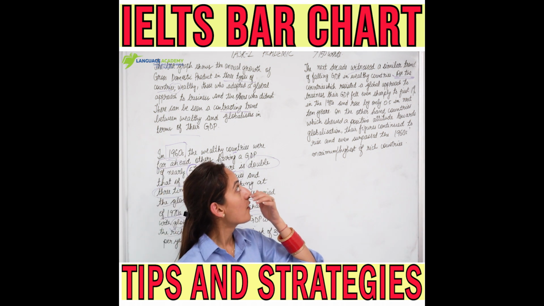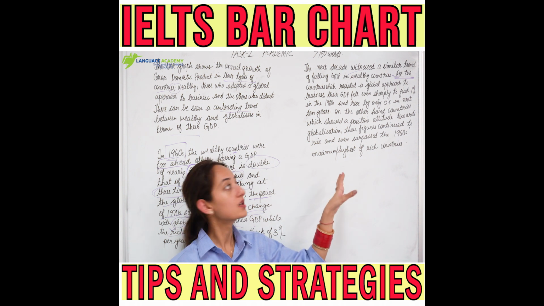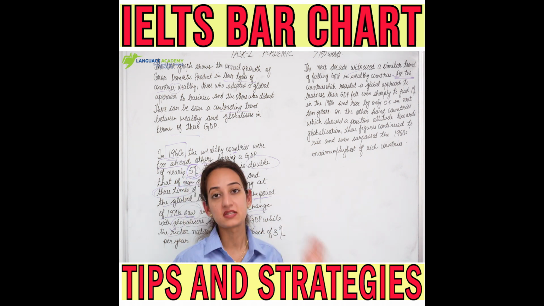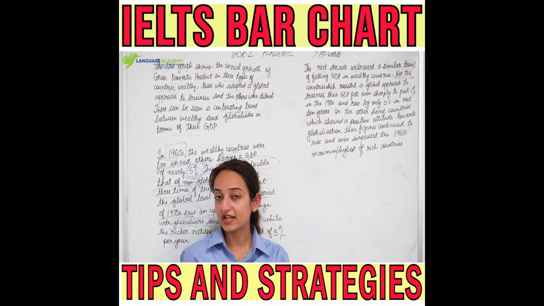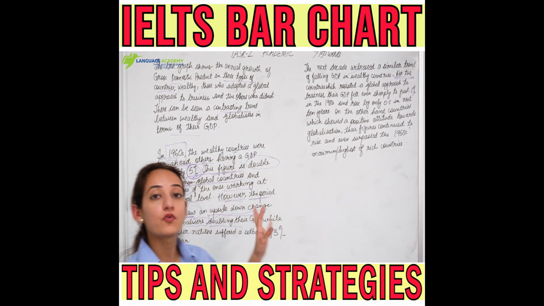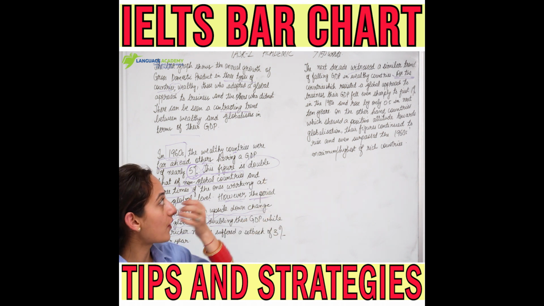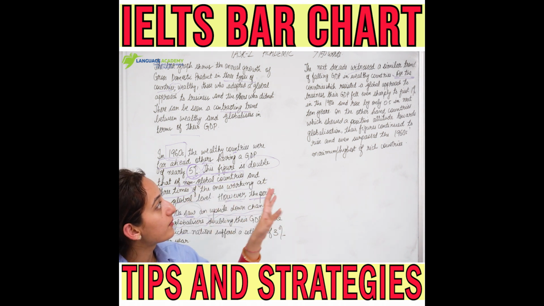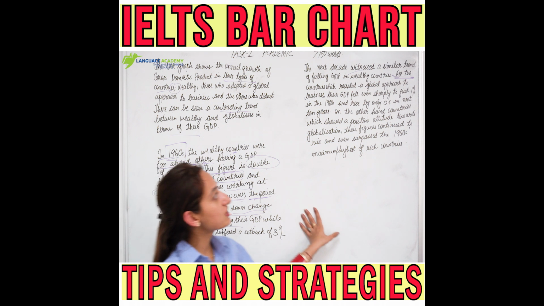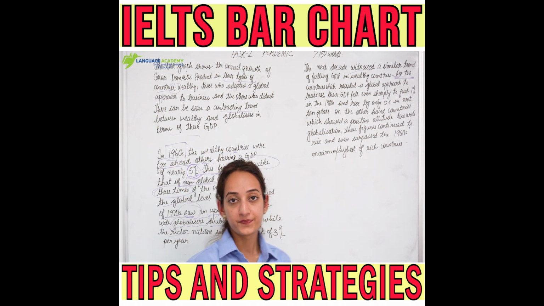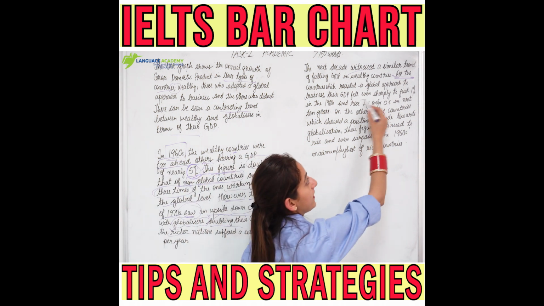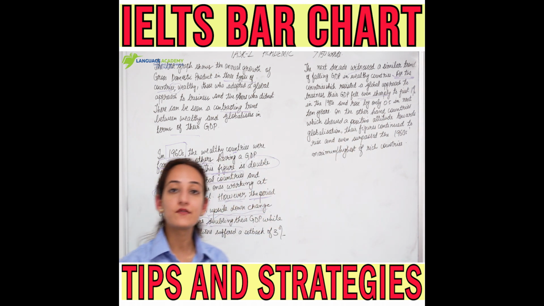We have written, "For the countries which resisted a global approach to business," because there were three different types of countries. So one of the types was the countries who resisted a global approach to business. That is our starting: "For the countries which resisted a global approach to business, their GDP fell even sharply." So for those countries, their GDP fell even sharply.